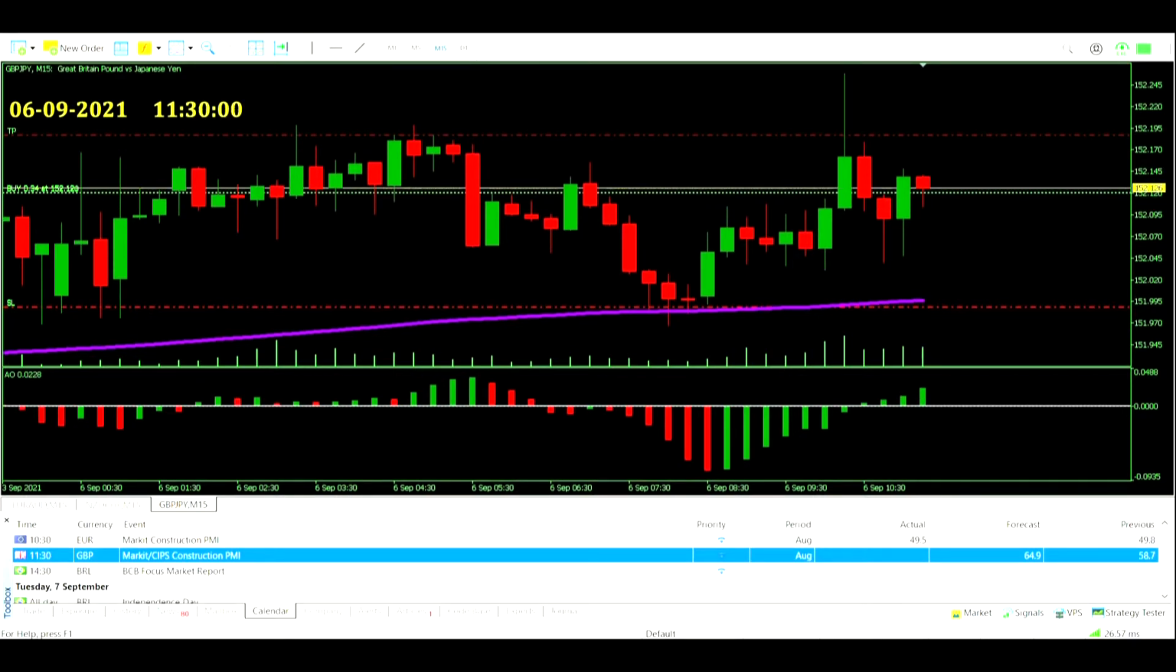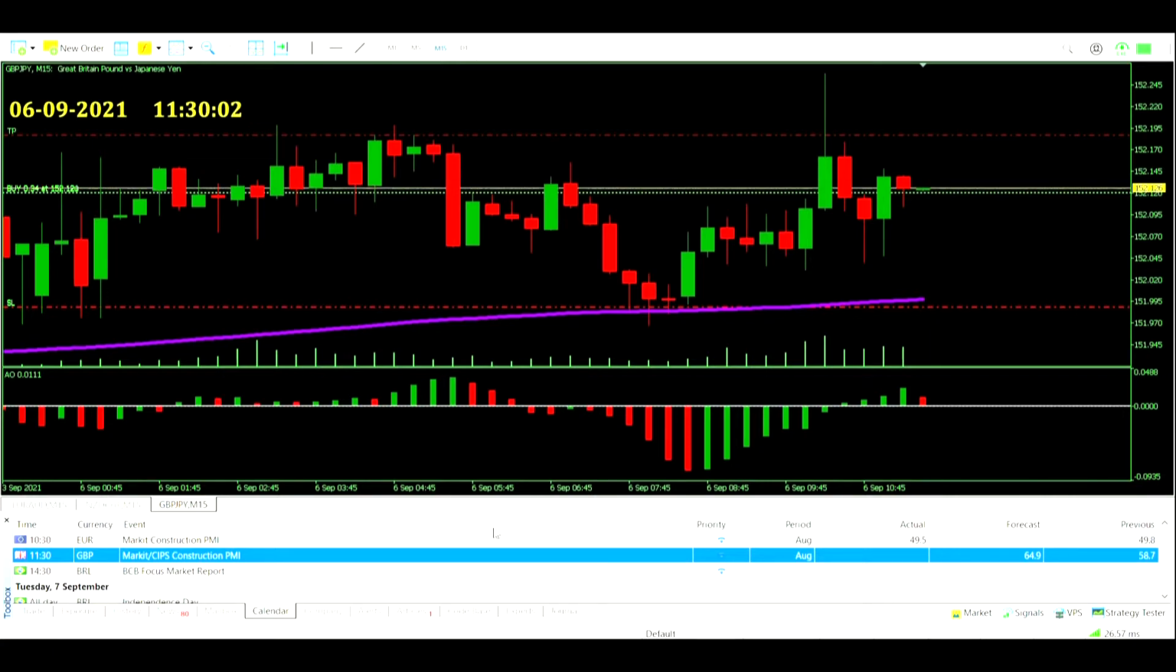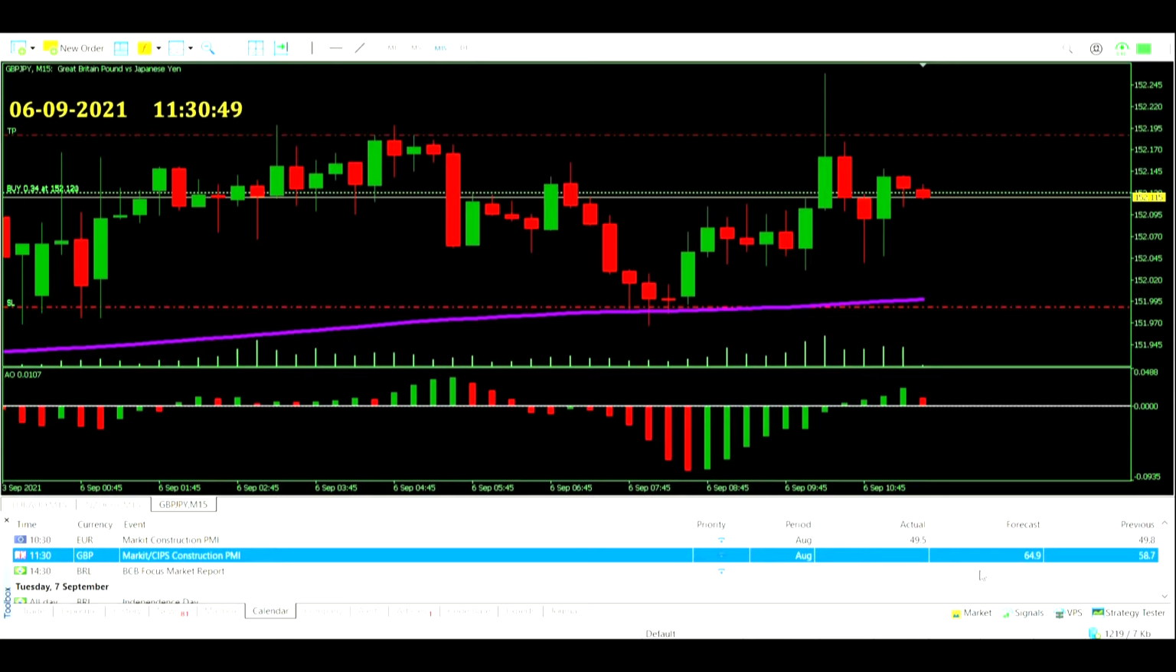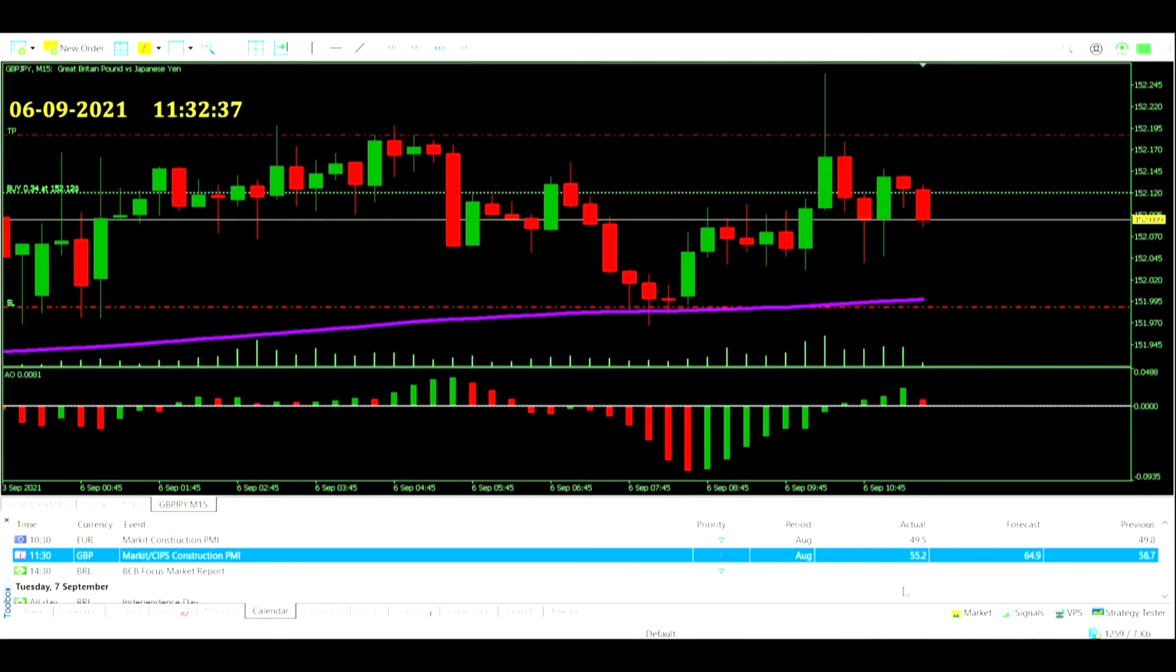Price just ranging around our entry there as we are about to get these market CIPS construction numbers. The forecast is quite bullish. Above 50 is the purchasing managers being a little bit optimistic about the future, and below 50 they are a bit pessimistic. So forecast at 64.9 is pretty optimistic for the construction sector. These GBP market numbers then coming in 55.2 actual, quite a bit lower than the forecast, but they do feel like things are coming back a bit.